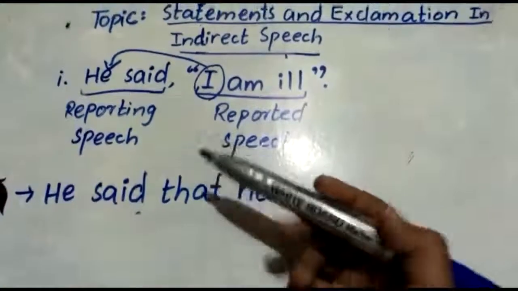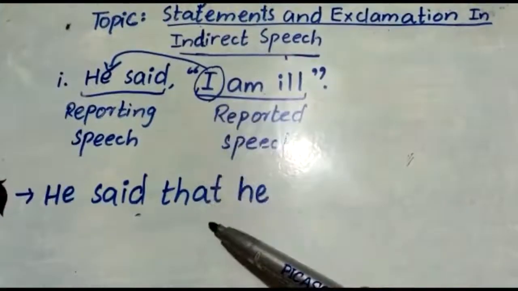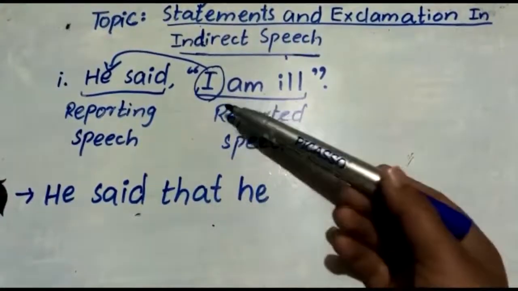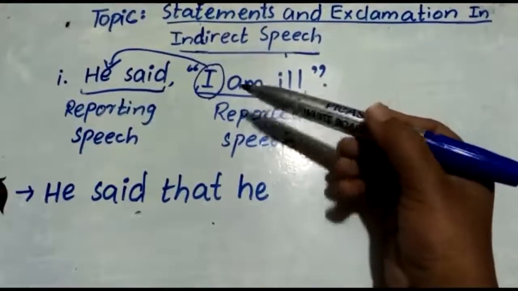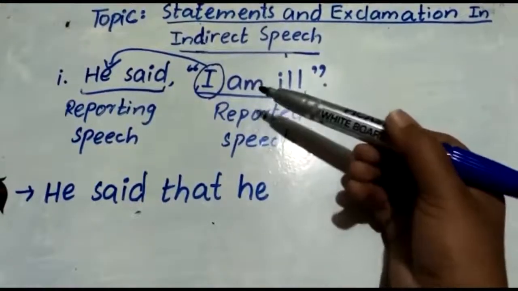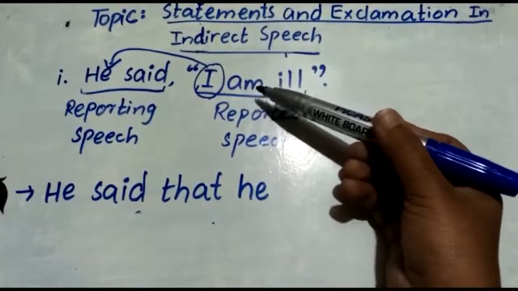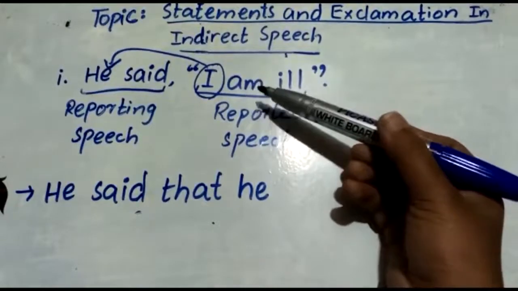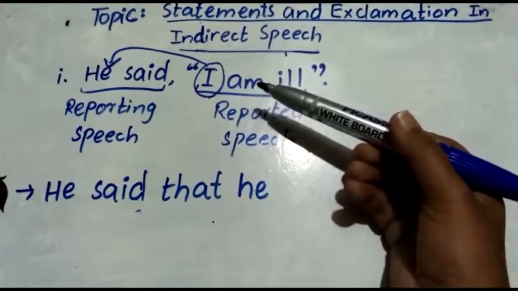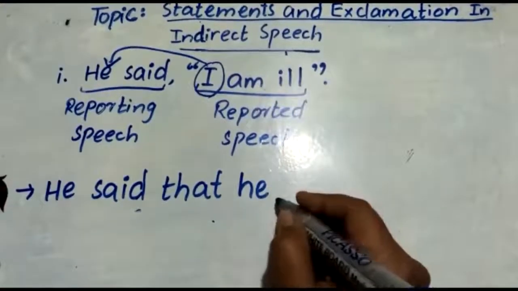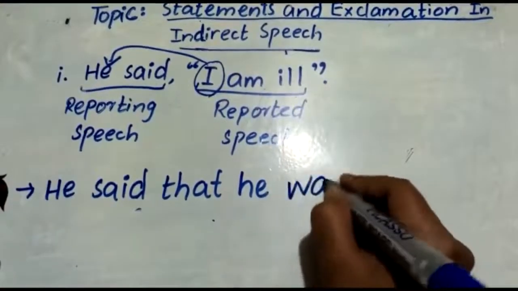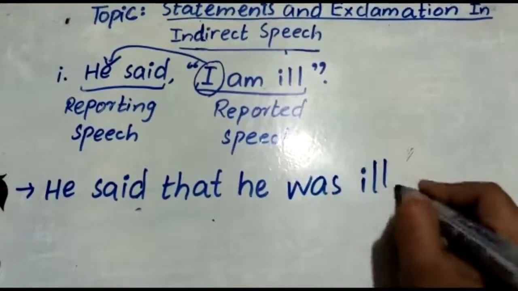Now, after replacing the comma and inverted commas with "that", we have changed the person of pronoun according to the requirement. Then we have to change the tense present in the reported speech. So this "am" is simple present tense, and simple present tense changes into simple past tense. So the simple past form of "am" is "was". He was ill, and then full stop.